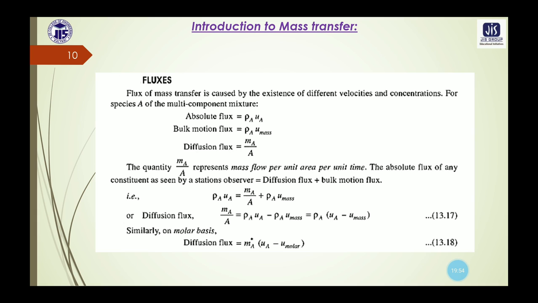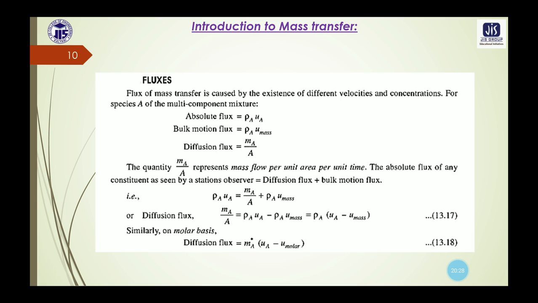Suppose for species A of a multi-component mixture, the absolute flux equals rho A UA. The bulk motion flux equals rho A U mass, and the diffusion flux equals ma by capital A for the species. Now this quantity, the diffusion flux ma by A, represents the mass flow per unit area per unit time. So the absolute flux of any constituent as seen by a stationary observer equals the diffusion flux plus the bulk motion flux.